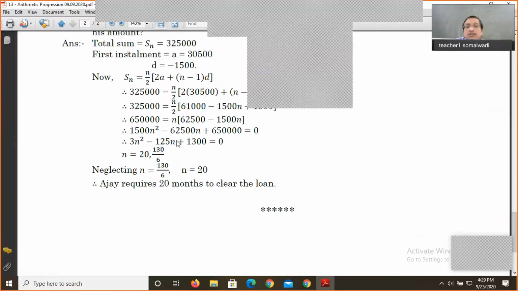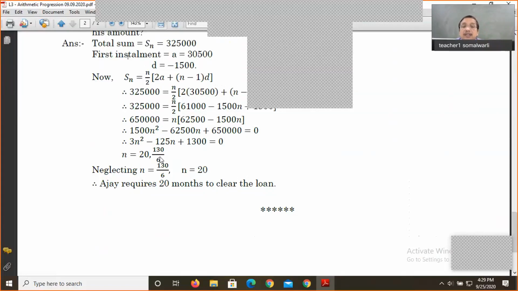So to solve this quadratic equation, the two numbers whose sum is minus 125 and product is 3 into 1300, that is 3900, are minus 60 and minus 65. Putting these in the quadratic equation by the factorization method, you will get the two values of n. The first value will be 20 and the second is 130 upon 6, or you may get 65 upon 3.